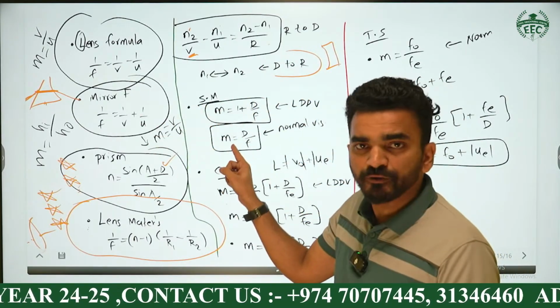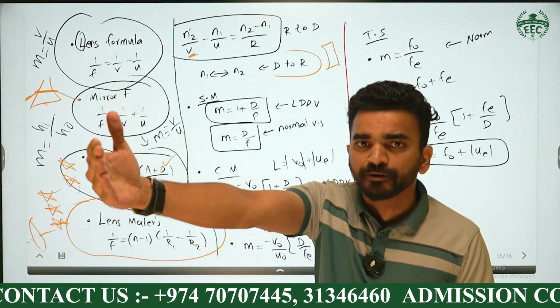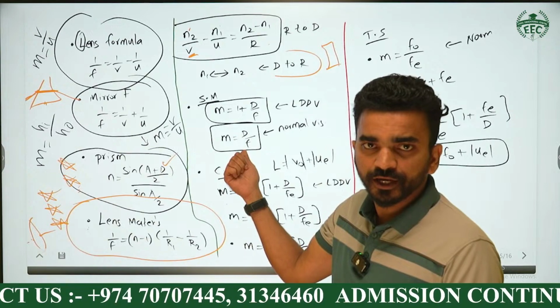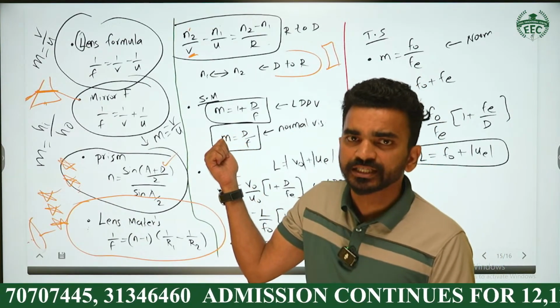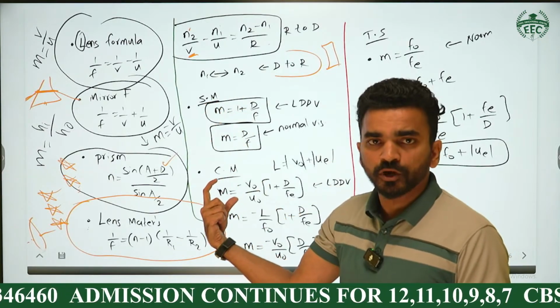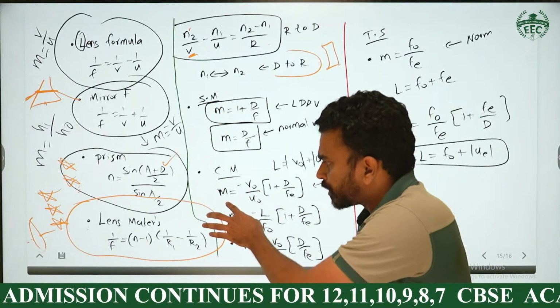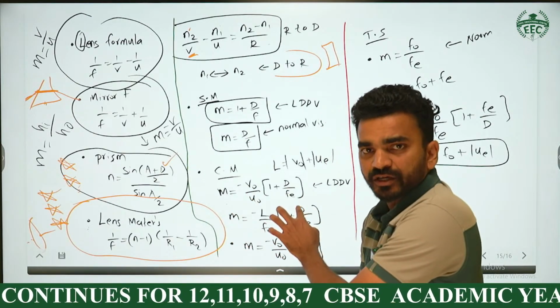And when normal vision, that is relaxed vision, the image is formed at infinity from your eye, in that case only D by F. The D value for a normal eye sometimes they will not provide in the question. You want to remember, it is 25 centimeter. Alright, that's all about the simple microscope. Then compound microscope, remember the formula of compound microscope: magnification equals minus VO by UO into (1 plus D by FE). What is this one?